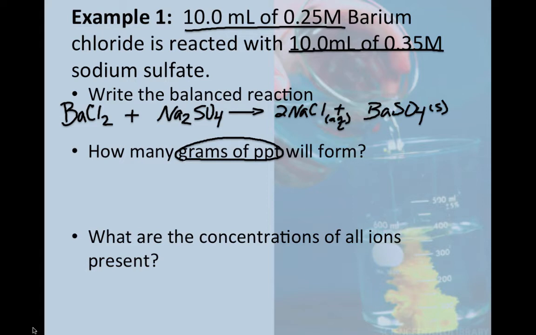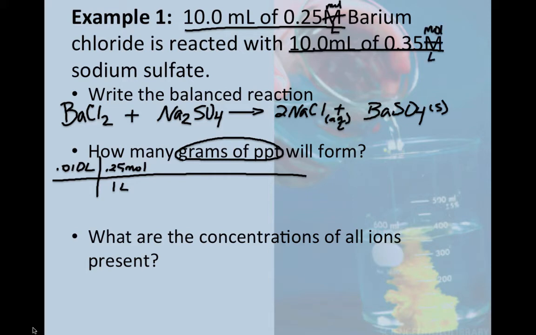So here we go. 10 milliliters, I'm going to convert that to liters right away, is 0.010 liters. And that's barium chloride. 0.25 molar means 0.25 moles for every liter. Remember, cross out the big M and write moles over liters in its place. And that was barium chloride.